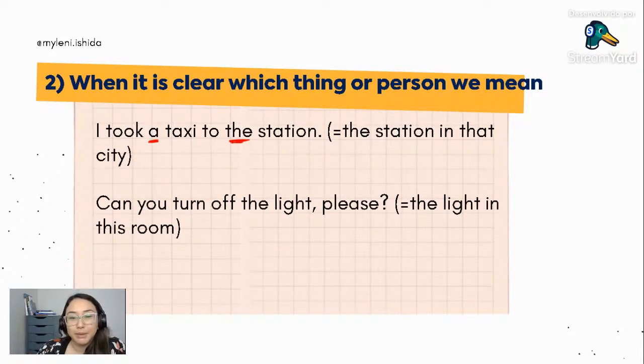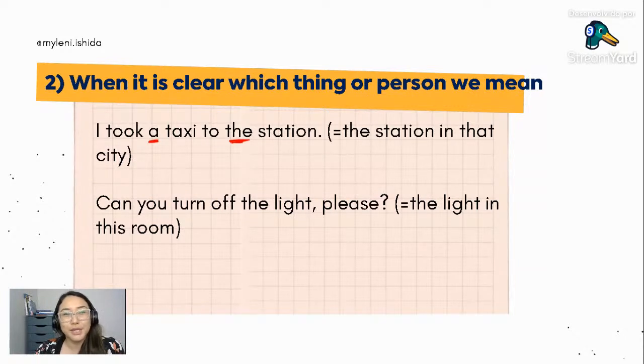Can you turn off the light, please? The light. I'm here in this room at my office. And then I say to you, can you turn off the light, please? Which light? You know what I mean, because we are in this room. So the light in this room. Can you see? In this case, it's something specific, but it's something that is in the context that we are speaking. So when I say the light, I know that you understand which light I mean, okay? Because the light in the room that we are in now, okay?